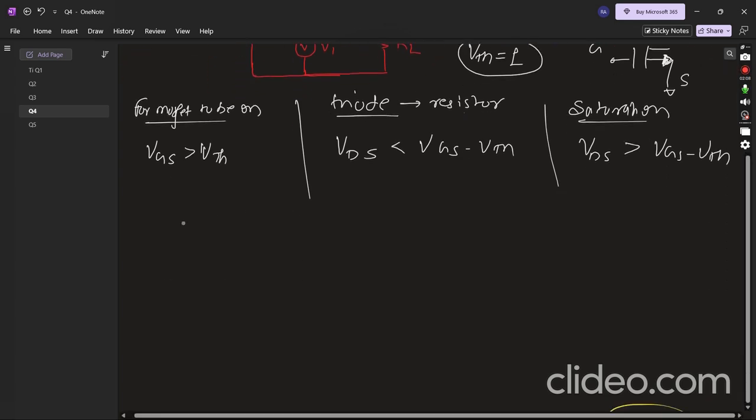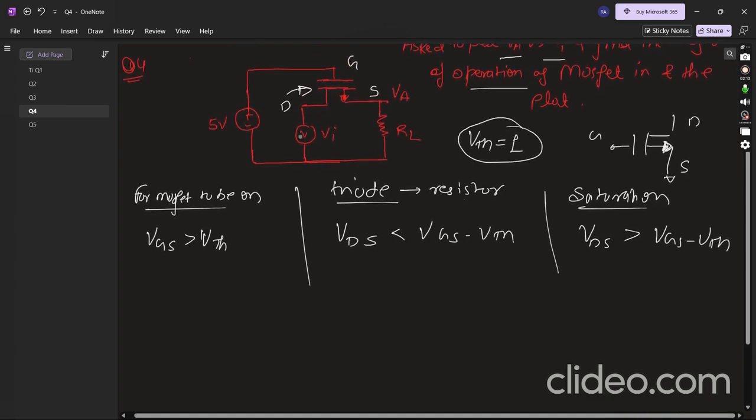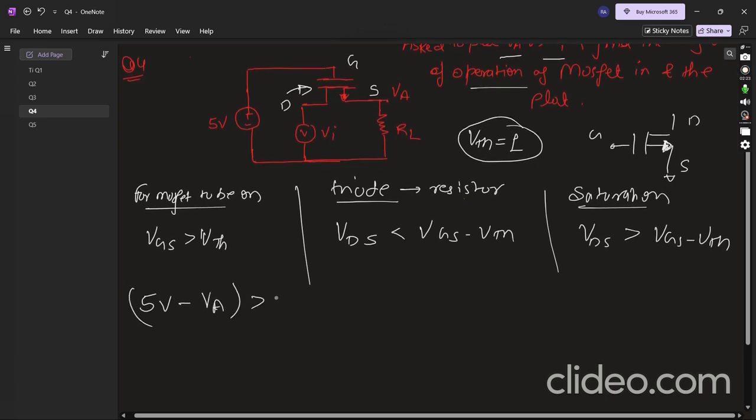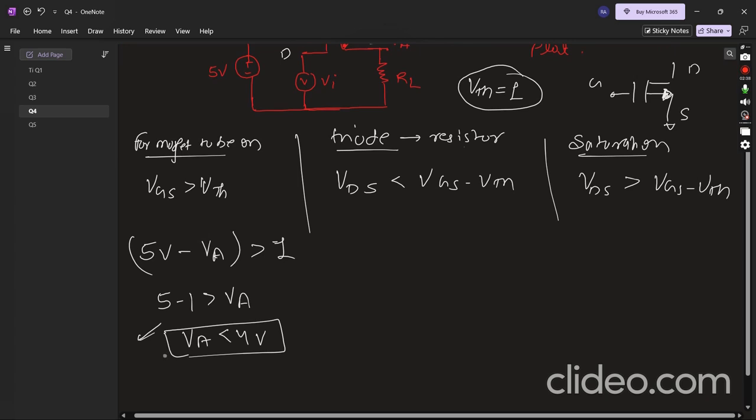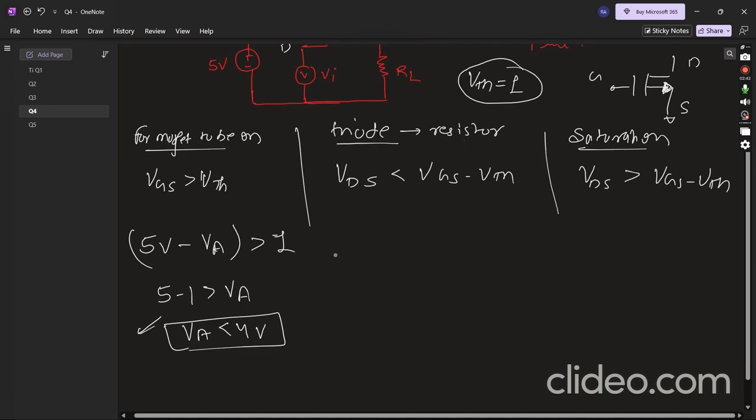So for the MOSFET to be on, VGS is greater than VTH, and we can see VG, the gate voltage, is at 5 volt, and the source is VA, which must be less than VG minus V threshold, and V threshold is 1 volt. So we solve 5 minus 1 greater than VA. So VA always has to be less than 4 volt for the MOSFET to be on.